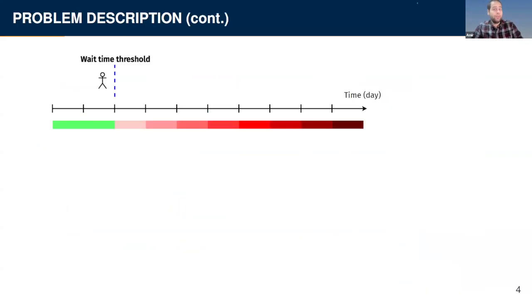Depending on the priority level of the patients, we specify two different thresholds for each patient. The first one is the wait time threshold. If the hospital is able to schedule prior to that threshold, everything is fine. But if they're unable to schedule the patient before the wait time threshold, they have to pay a penalty for each single day the patient remains on the wait list.